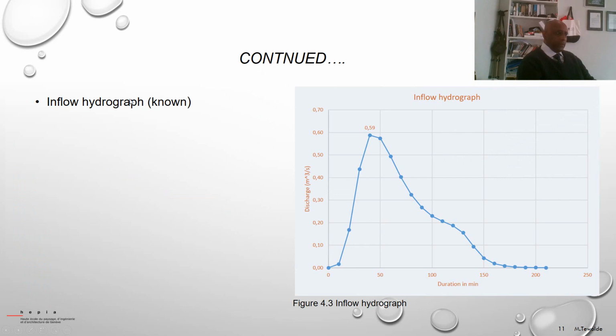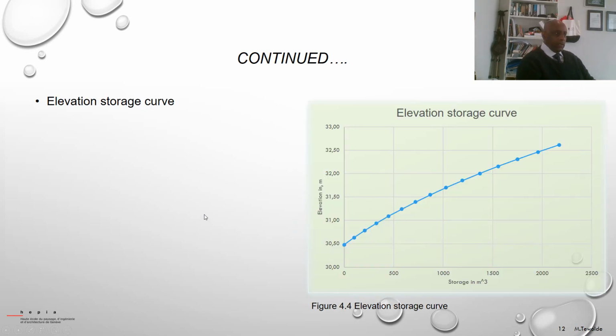For example, this is the hydrograph that we have to design this basin. Everything is known. The hydrograph is known, the duration, discharge, and so on. The volume that is coming is known as well. We can calculate from this area. Then we develop the elevation storage curve. How do we develop an elevation storage curve? We simply develop it by relating the elevation and calculating the volume.